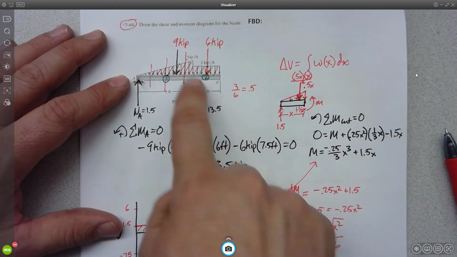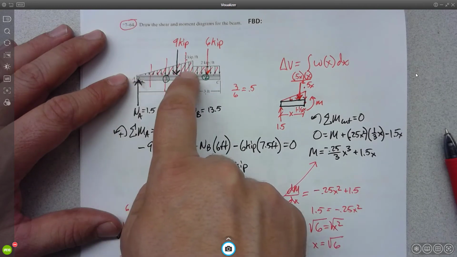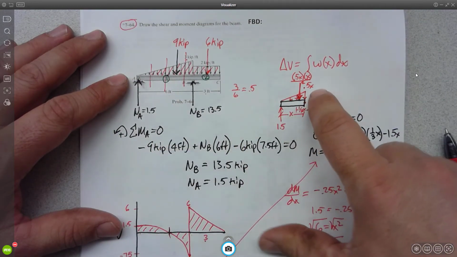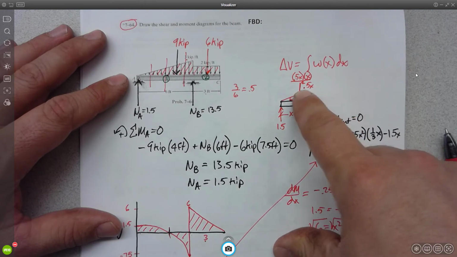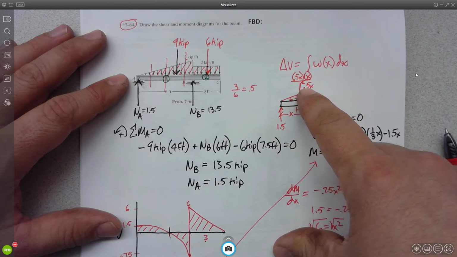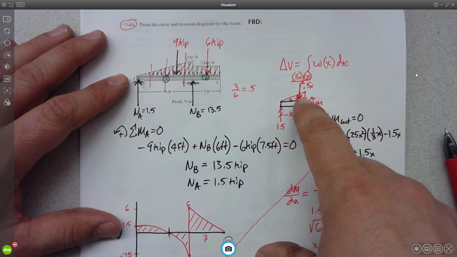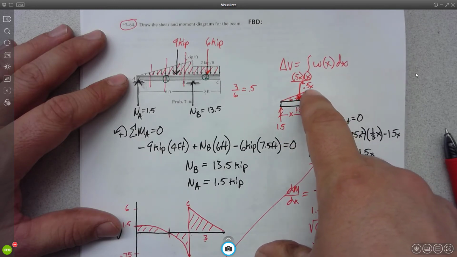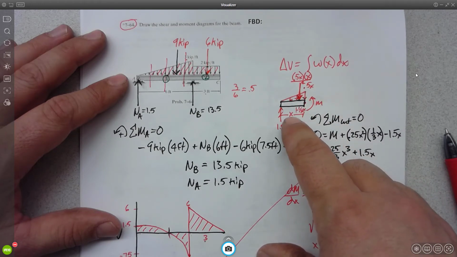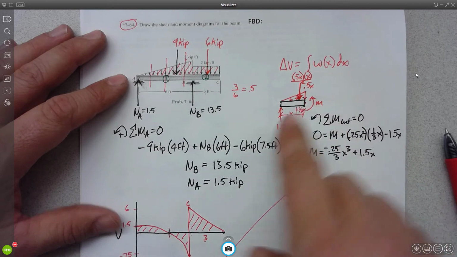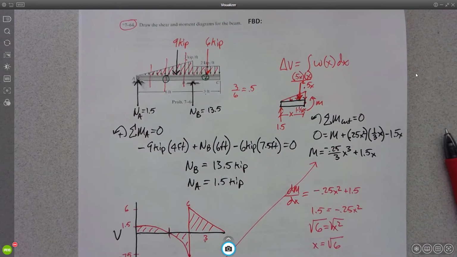So that's where I said, okay, it goes up 3 over 6 feet. So then that means that it has a slope of 0.5. So the value, or the height of my triangle is going to be 0.5x, right? So then to find the resultant, it's the area of the triangle, which would be the height, 0.5x, times the length, x, divided by 2, because it's a triangle. Does that make sense? Yeah. Okay.